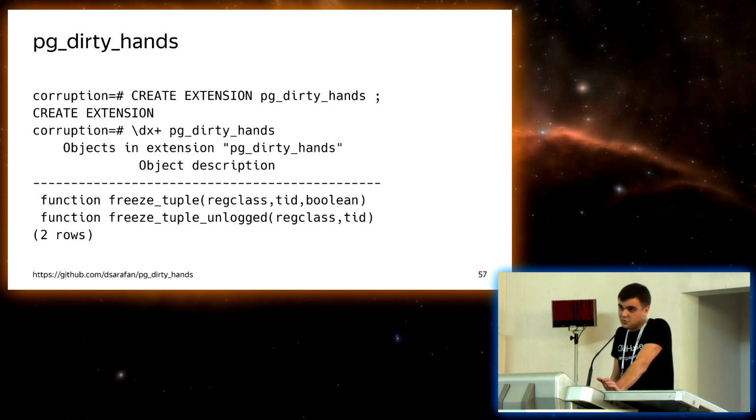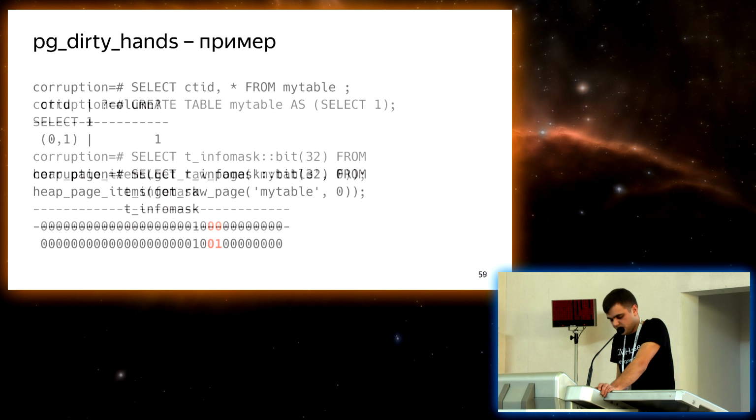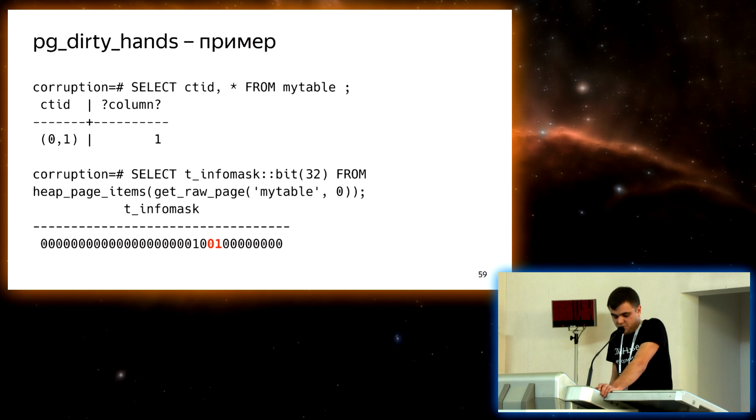And they get relations and TID and freeze tuple unlocked. Unlike freeze tuple, it does not write it all in a WAL. And here we can have a look at an example. We will select with the page inspect extension.